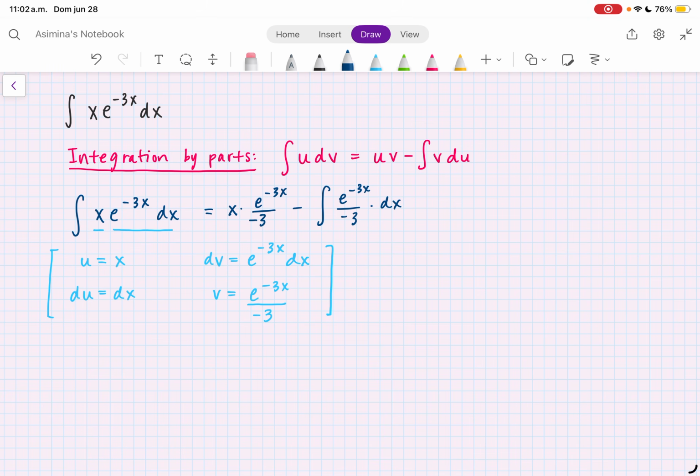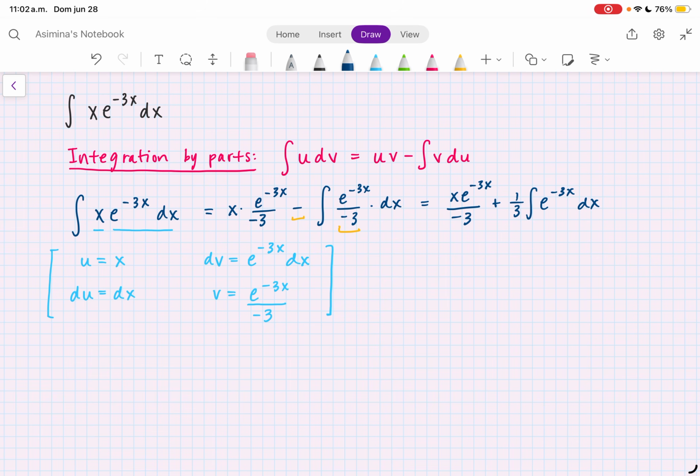So now I'm going to write this a bit nicer. So I'm going to write this as x e to the negative 3x over negative 3. And now I have a negative 3 here that can get factored out, and I have a minus sign here. So minus negative 1/3 would be plus 1/3. So I'm going to write this as plus 1/3 times the integral of e to negative 3x dx.